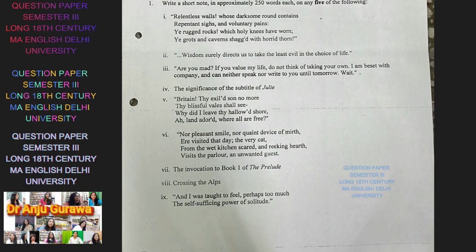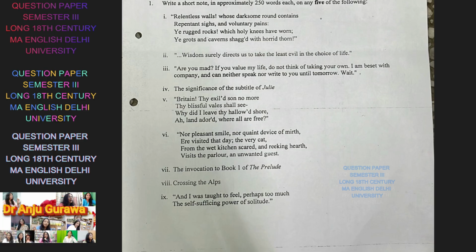Then 2 is: wisdom surely directs us to take the least evil in the choice of life. That is a quote. And now you have to identify from which text it is and what is the context and reference it is talking about.